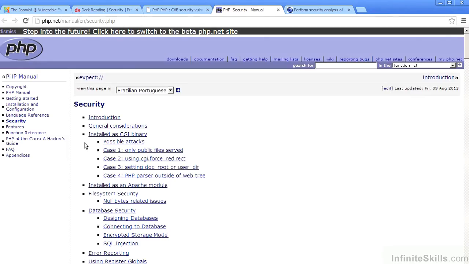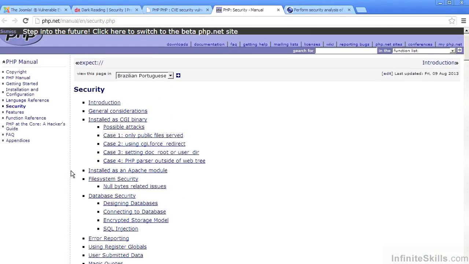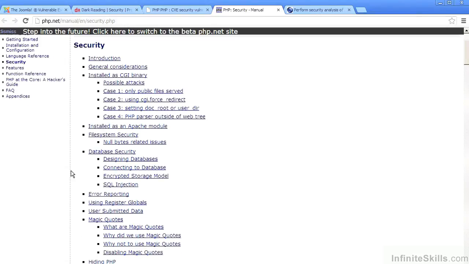On the php.net website itself, there's a link to security. The web reference is php.net/manual/en/security.php. In this, you will see a discussion of security considerations which are specific to the PHP language, including considerations in terms of running PHP and installing PHP.